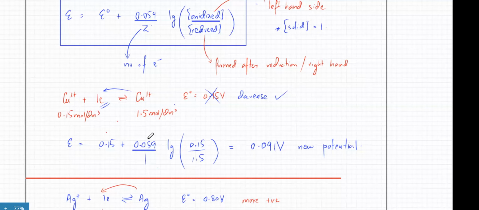That's just a constant. It's always a constant, divided by the log of the reduced species. The reduced species is the one on the right hand side. You calculate this, take the log on your calculator, and it's going to give you exactly what the value is. That's the new potential.